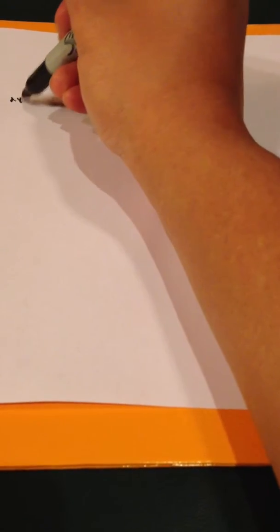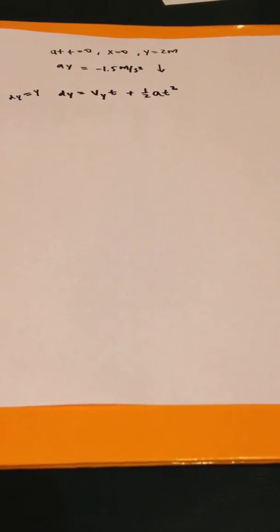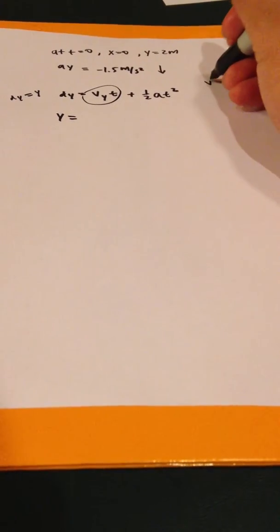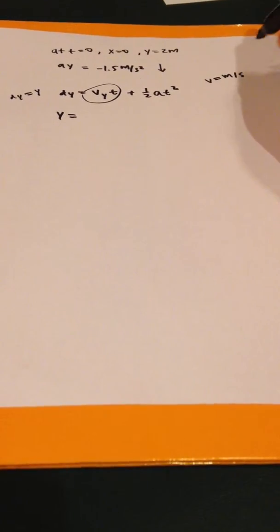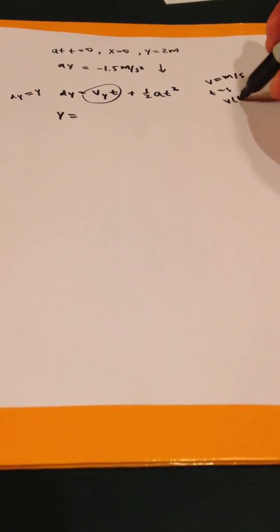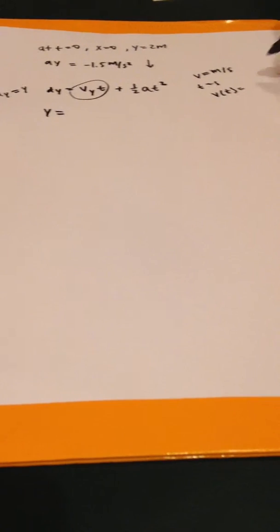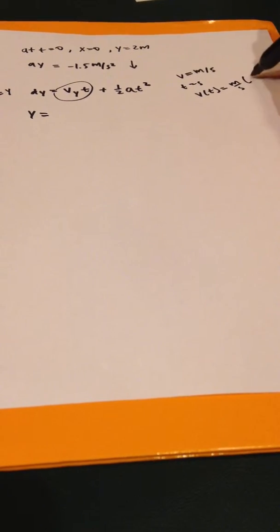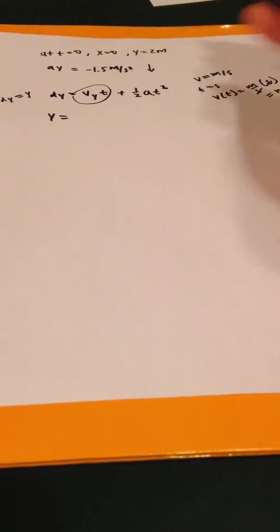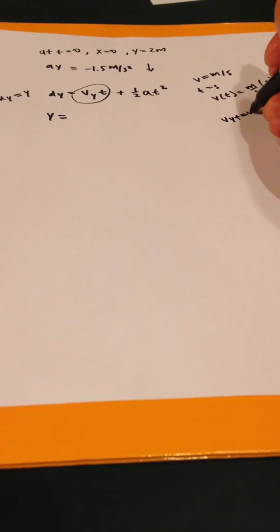So with this, we can say that dy is just y, and we have y equals vyt, where velocity is in meters per second, and time is in seconds. If we multiply v times t, that's meters per second times seconds, which cancels out to meters. So let's simplify vyt to just y naught.